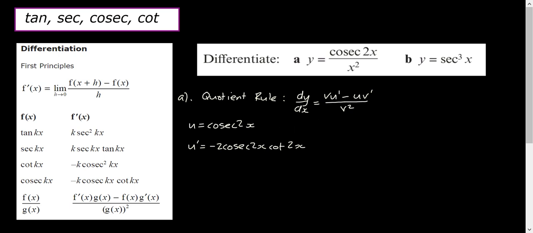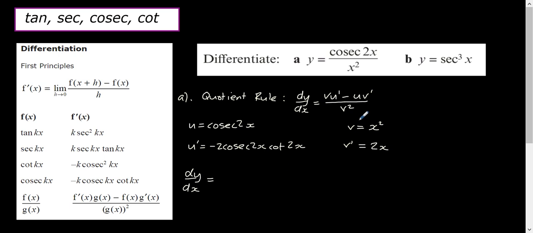That is just literally applying that standard result. So I'm just moving my v so that my working's a bit more coherent. So again, just to reiterate, cosec 2x, when we differentiate it, we get minus 2 cosec 2x cot 2x, and we are just using this result down here. Okay, so differentiate v with respect to x, we get 2x. So now it's just a case of using the quotient rule.